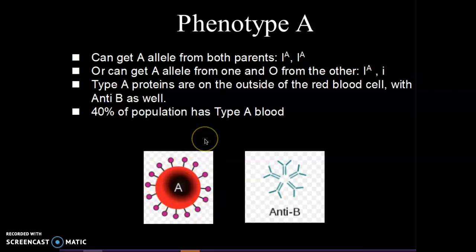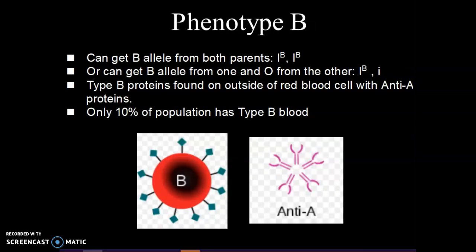Now, the reason A blood doesn't mix with B blood is because we have anti-Bs on the outside of this as well. Notice this is kind of triangular-ish or squarish, so this is going to match up with the B protein on the B blood cell and block it.